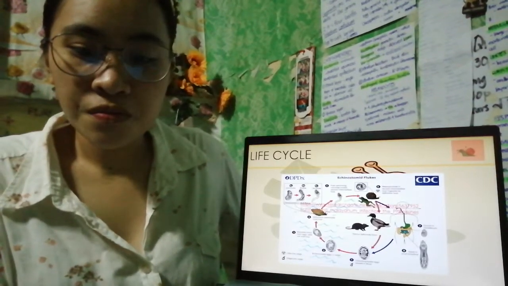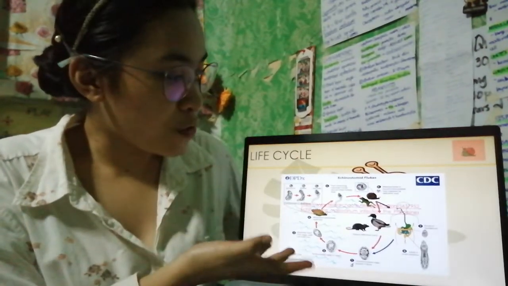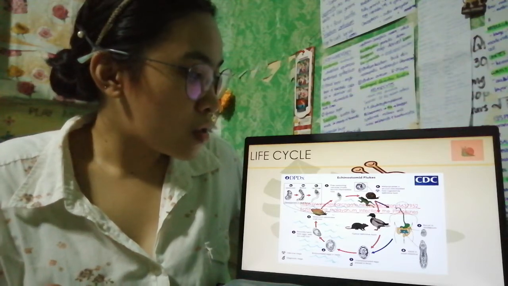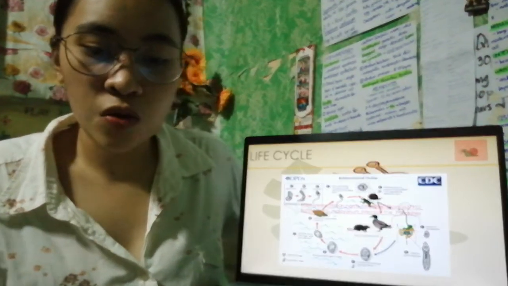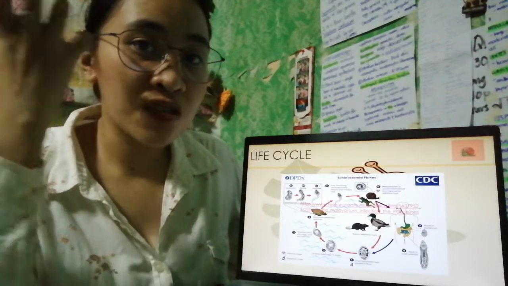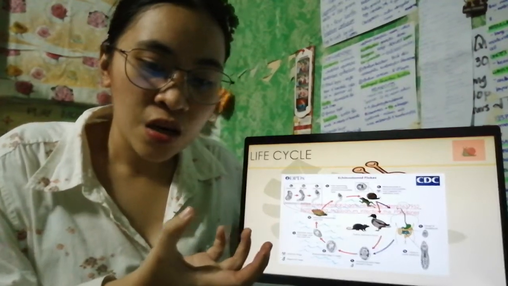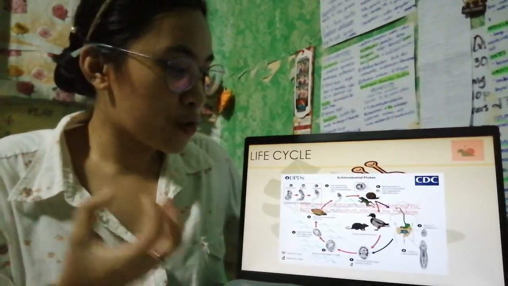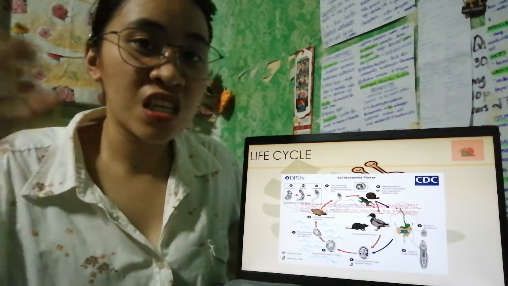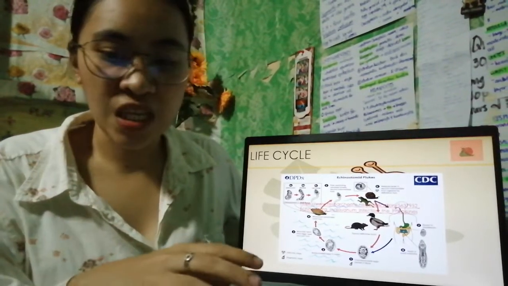And after that, the cercariae may encyst as metacercariae. Free swimming cercariae invade the second intermediate host. So the cercariae may encyst as metacercariae, either within the same first intermediate host, or they look for a second intermediate host to penetrate.